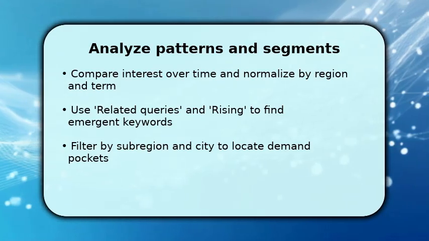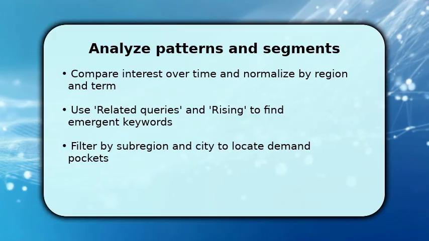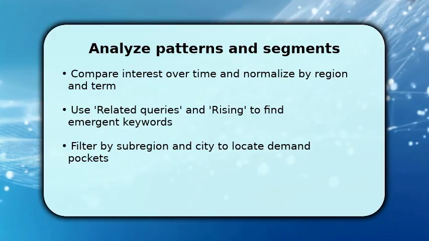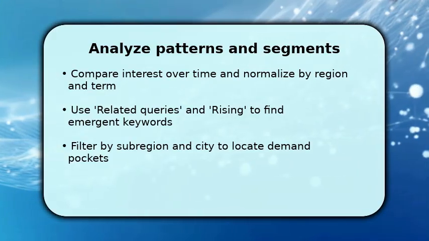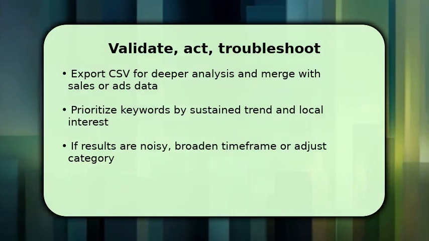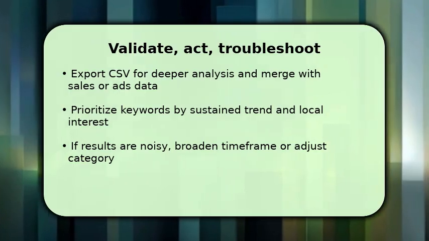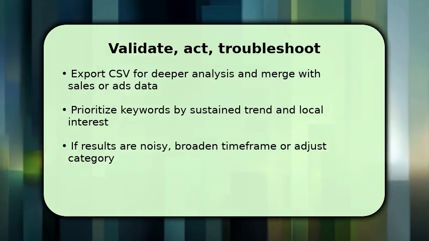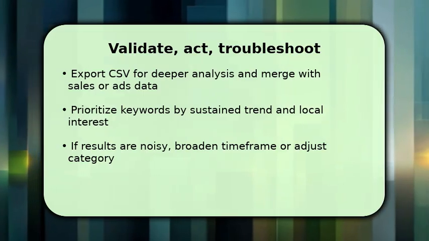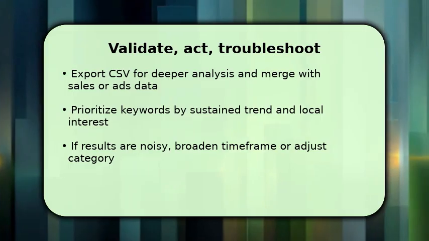Make sure to cross-check spikes with news or promotions, because context explains whether traffic signals matter. Finish by validating insights. Export CSV and merge trends data with your sales, Search Console, or ad metrics to confirm signals translate to conversions. Prioritize actions on keywords and regions showing sustained upward trends and reasonable absolute interest. Then test with small campaigns or inventory shifts.